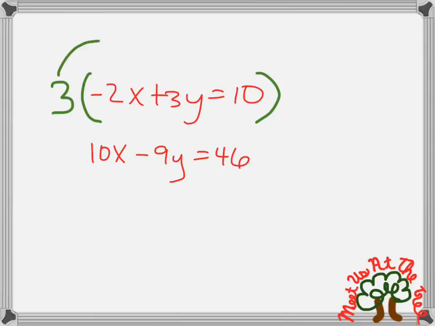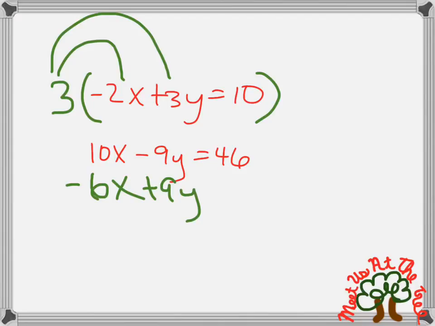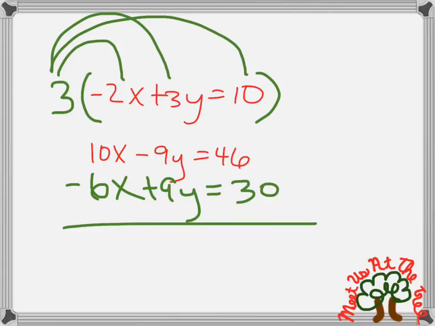All right, when I multiply this by 3, I get a negative 6x. When I multiply this by 3, I get a positive 9y. When I multiply this by 3, I get 30. Now, I want you to notice that I have a negative 9 and a positive 9, so those will cancel out. I can add these now. 10x and negative 6x is 4x. And 46 plus 30 is 76.